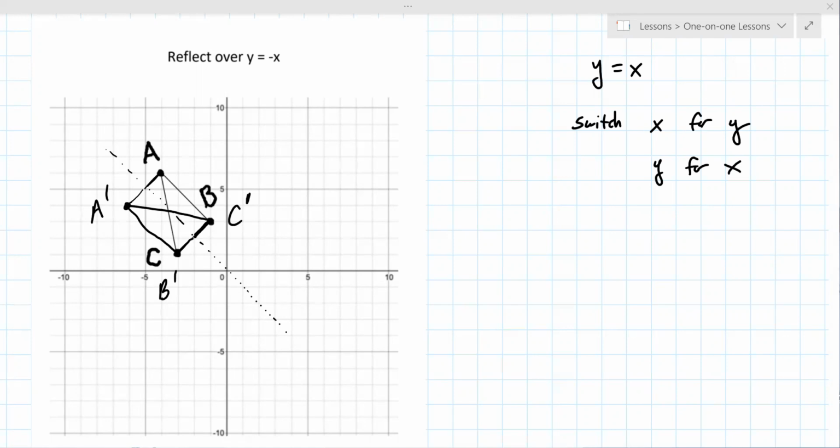And then the second page is obviously a little bit harder. Do you want me to, when you say second page, you mean the one that says reflect ABC over y equals 2? Yes. Okay.